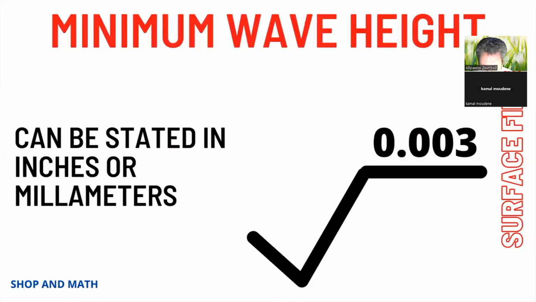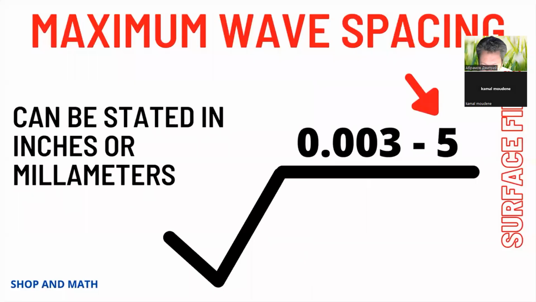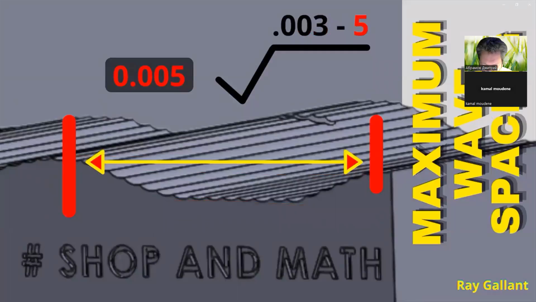Maximum wave height can be stated in inches or millimeters. Basically, it is the height of the wave between the peak and the valley. Maximum wave spacing can be measured in inches or millimeters. It comes after maximum wave height. It is the measurement from the wave's highest peak to the next highest peak.